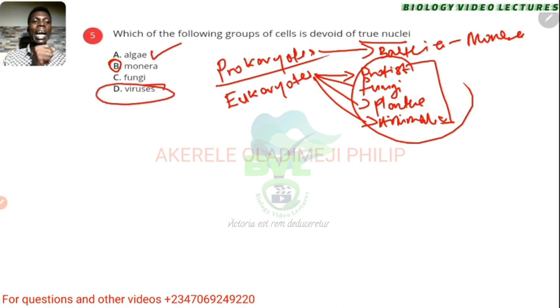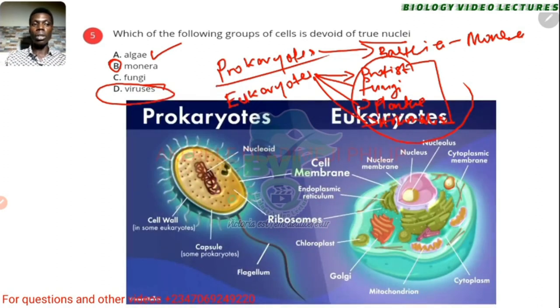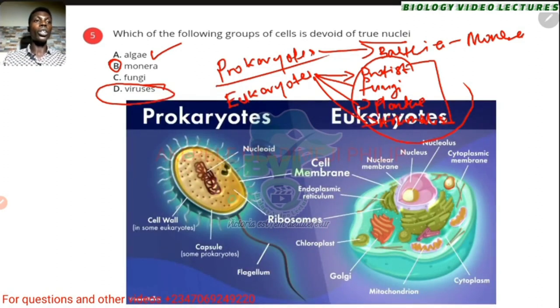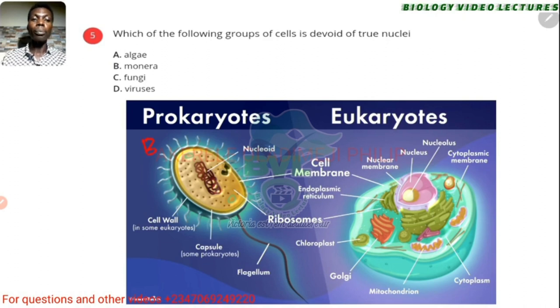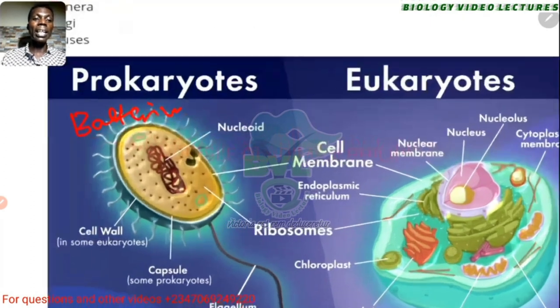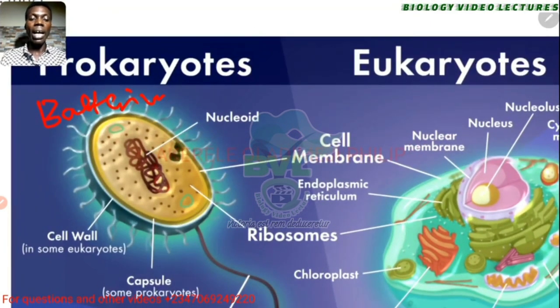Hope that is clear. I added this picture to make it easier for you to understand. At this point, you might want to pause the video. Now you see the prokaryote here. This is a bacterium cell that doesn't have a true nucleus. What it has is genetic material that is not surrounded by anything. We are preparing for UTME, so you should know this. The region where the genetic material is found in prokaryotes is called the nucleoid zone, or just nucleoid for short.